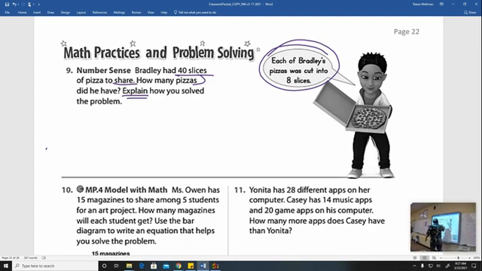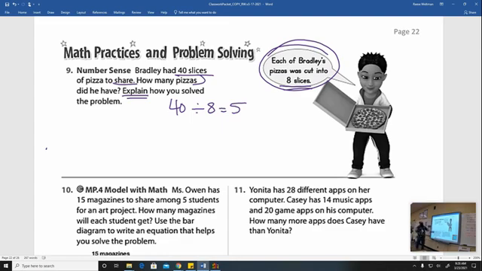Okay, guys. Bradley had 40 slices to share, and it said his pizza was cut into 8 slices. What is our operation here? What's our operation first, Schmidt? 40 divided by 8 equals 5. Rainy has 5 pizzas. Good, and you give us your sentence. Perfect. Exactly right. Is that what you guys all had as well?